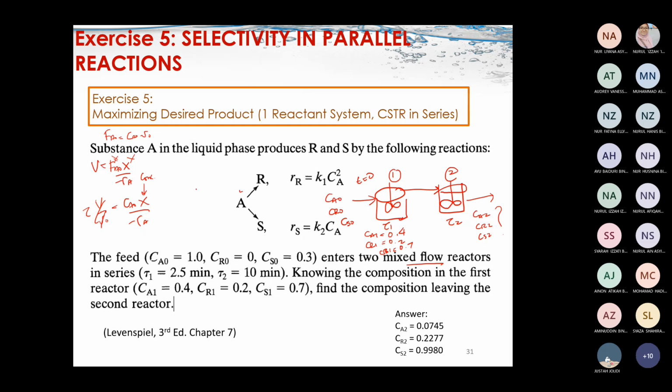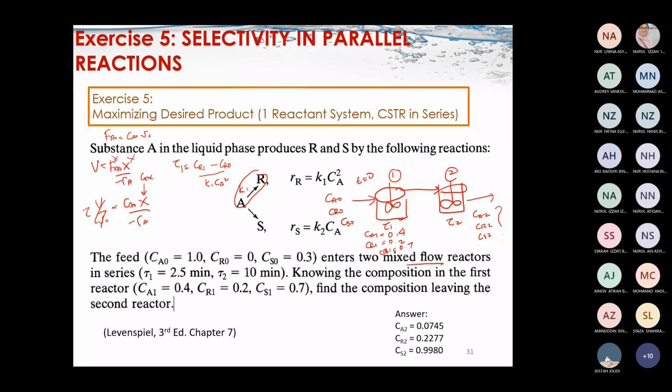So from here I just simplify it. We have tau 1 equal to CR1 minus CR0, for reactor number 1, over k1 CA squared, because you are looking at this reaction first, which is R. So this is the equation. I don't have to derive this one step by step, because you should know how to derive this.